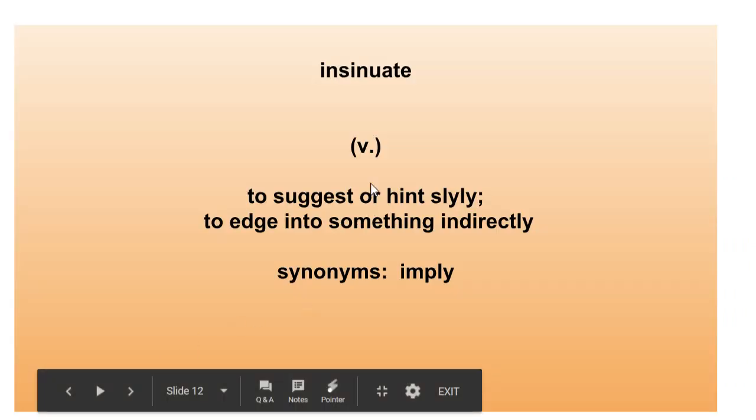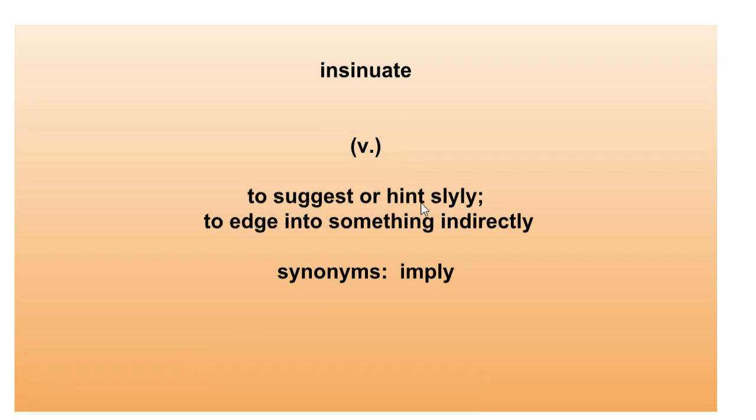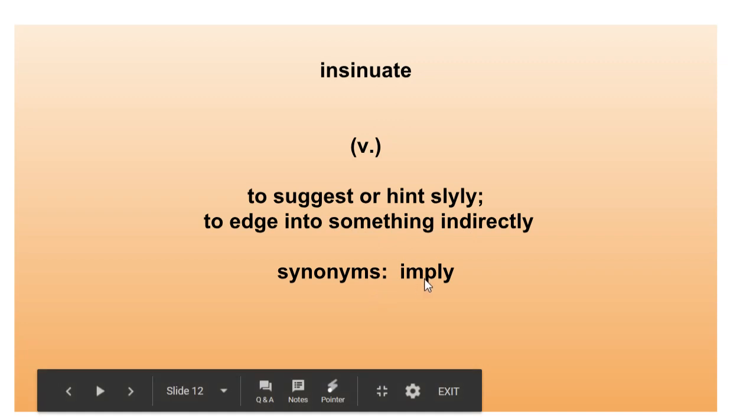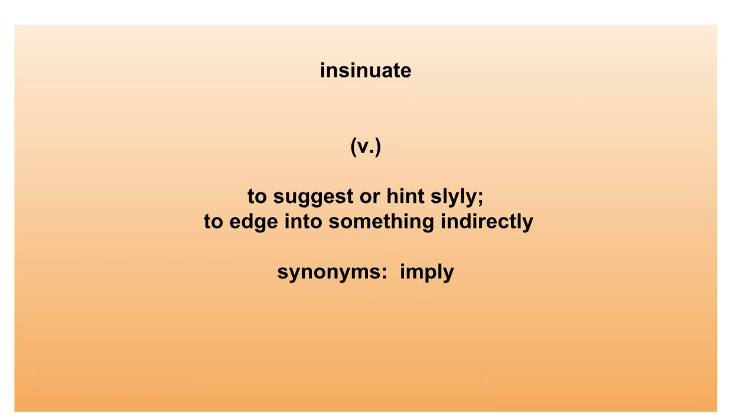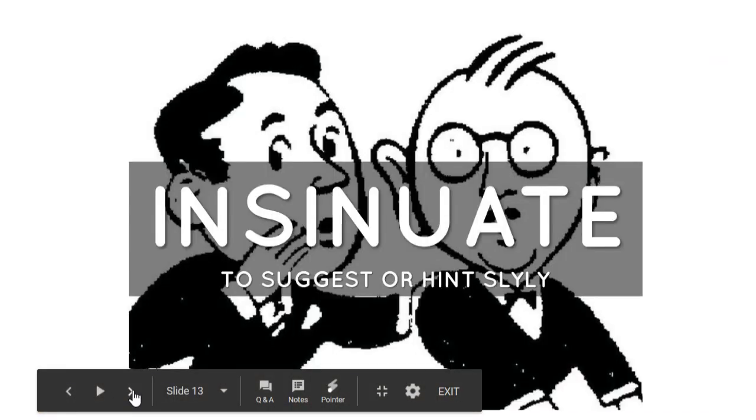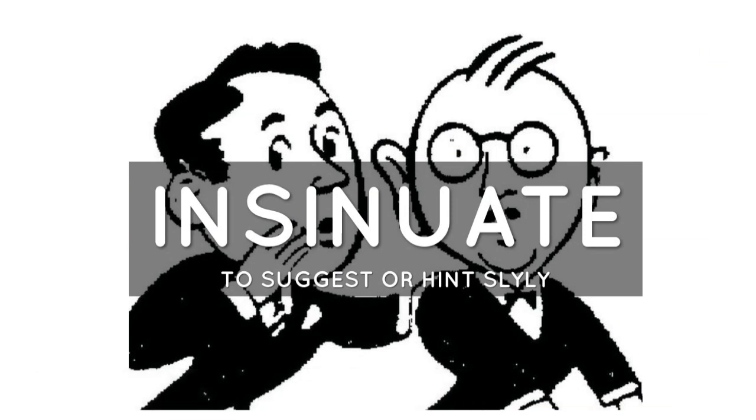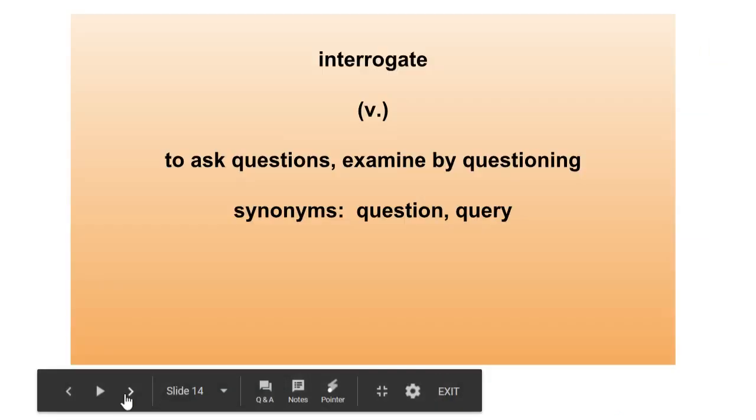Our next word is insinuate. It's another verb, an action verb. It means to suggest or hint slyly, to edge into something indirectly. Our synonym is imply. If you remember, insinuate would be like if you can talk a friend into doing something without coming right out and saying, hey, let's go to the movies, or hey, let's go to the football game. You kind of give them clues to what you want. And there's to insinuate: you have a person whispering to the other gentleman.